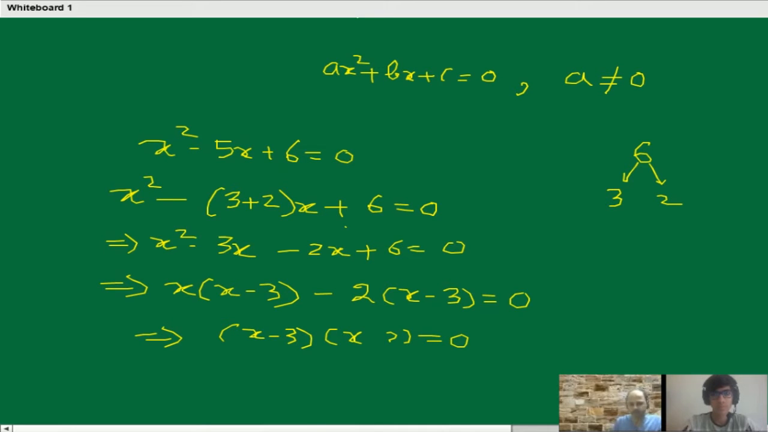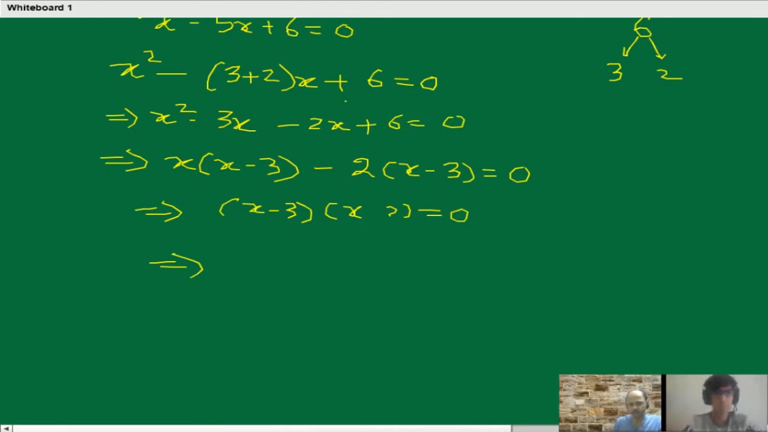Perfect. So the values of x would be 3 or 2. When you solve any quadratic, there would be two roots, or two values, or two solutions. It's not necessary that they would be equal or unequal. They can be equal, or they may not be equal. So there are two values: one would be x equals 3, the other would be x equals 2.